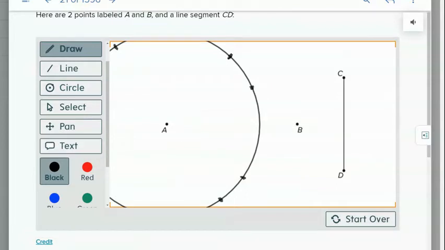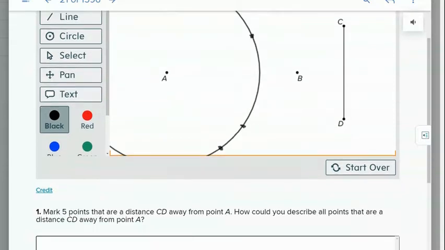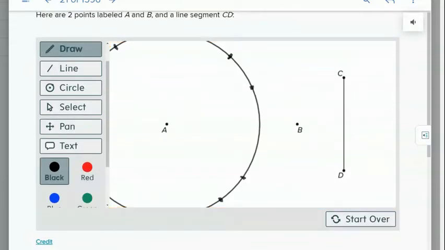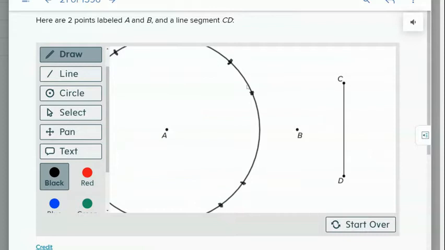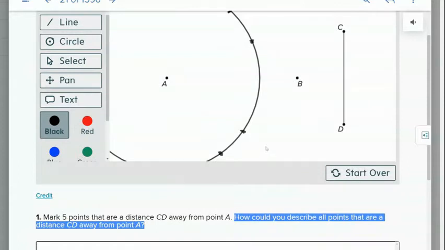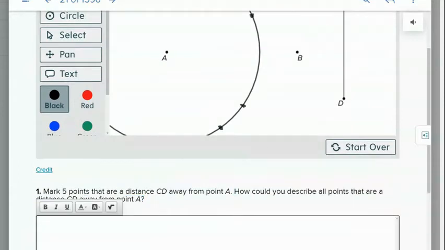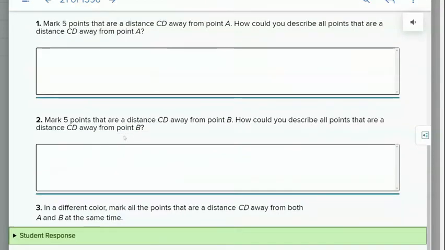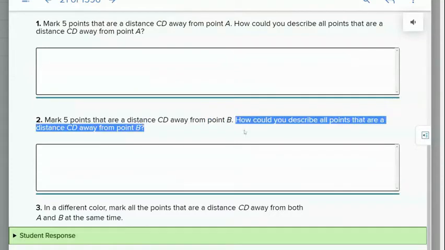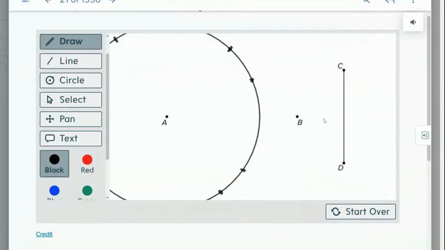How could you describe all the points that are a distance of CD away from point A? Describe to me. Answer the question below. How can you describe all the points that we just made using a circle with a radius of CD? So that's you down there. All right. Number two. Mark five points with a distance CD from point B. So this time it's point B. And again, describe all the points, but this time in reference to point B. So go ahead, do the same with point B.